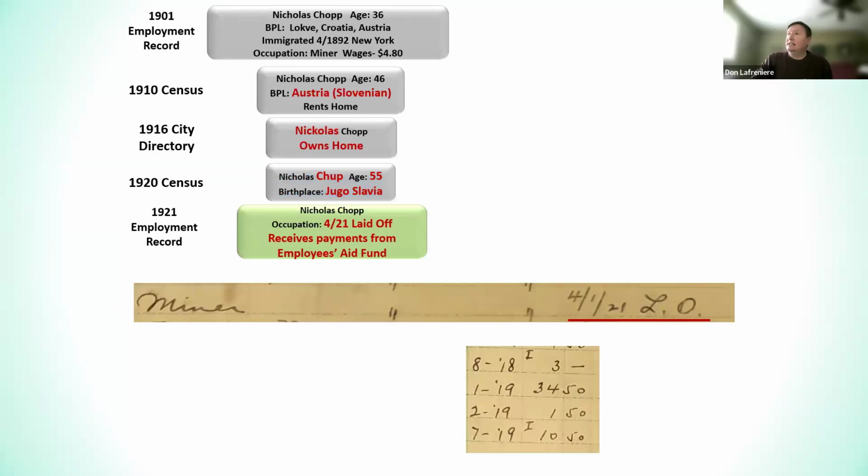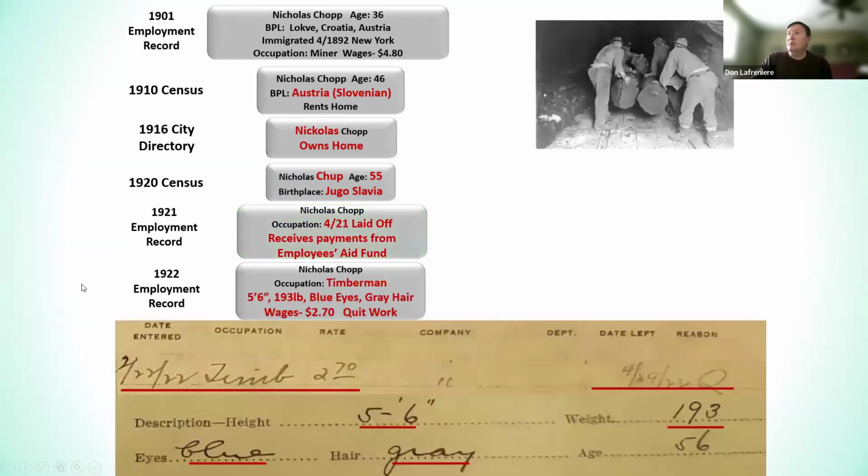And I'll keep walking you through this, just see how these come together. A year later, we see that Nicholas gets laid off. This is from an employment record from 1921, that he was laid off on the 1st of April. We see that he's receiving payments from the Employees Aid Fund, for example. We can then link it to a 1922 employment record, where we see that he was rehired later that year as a timberman, now making only $2.70 rather than the $4 something he was making before. But we also now have some biometric information about him. He's 5'6", 193 pounds, blue eyes, gray hair, and 56 years old. Okay. We also see that he quit almost exactly a year later.